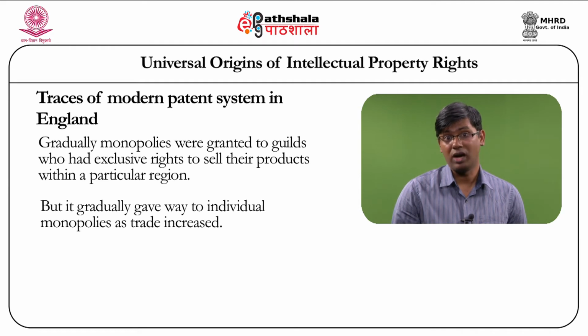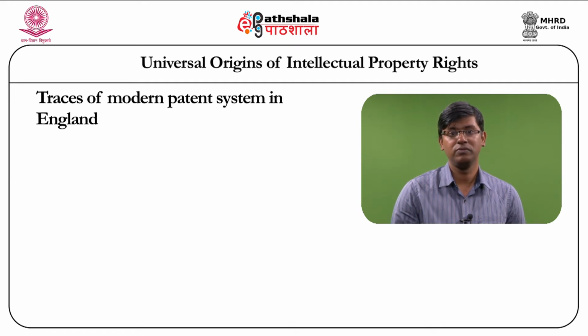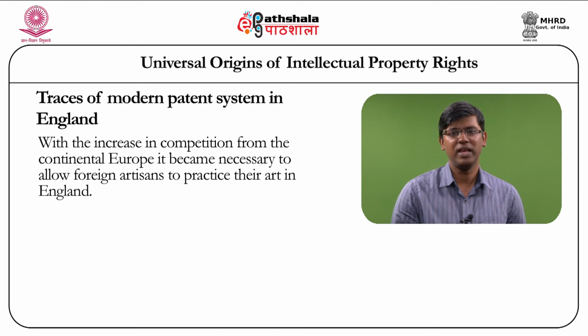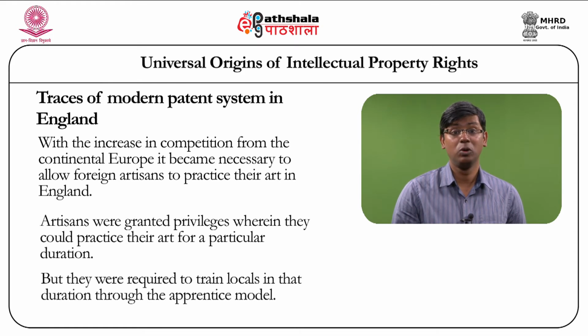And after the letters patent, you had a system of the monarchs coming up with what is known as privileges. These privileges were basically short of monopolies that were granted to individuals who introduced new technologies in the country. With the increase in competition from continental Europe, it became necessary to allow foreign artisans to practice their art in England. Artisans were granted privileges wherein they could practice their art for a particular duration. But they were required to train locals in that duration through the apprenticeship model.